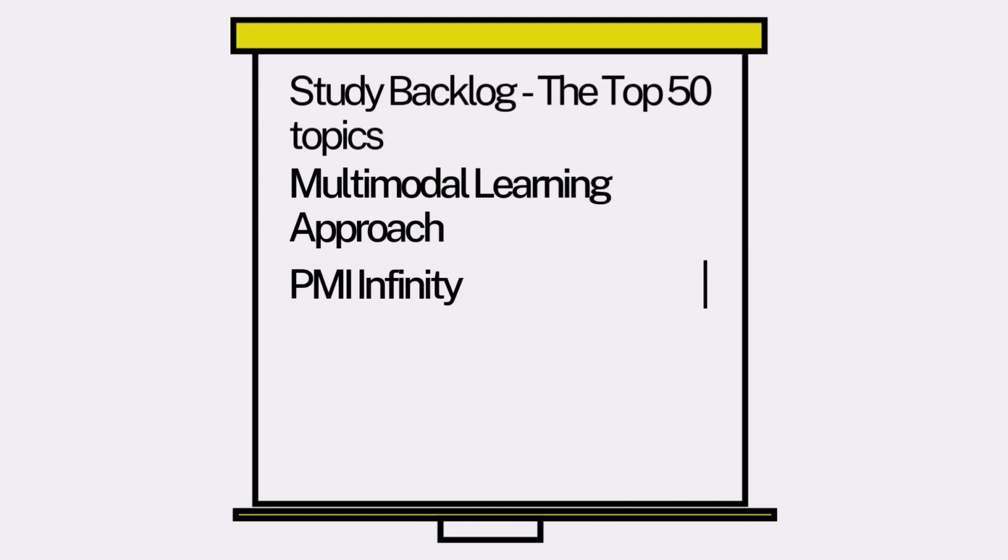Third, how to use PMI Infinity. PMI Infinity is a retrieval augmented generation RAG tool built on a large language model similar to ChatGPT developed by PMI. It serves as an effective study companion and significantly reduces the need to read multiple books. It can provide examples, scenarios, and sample project documents to expedite your learning process.